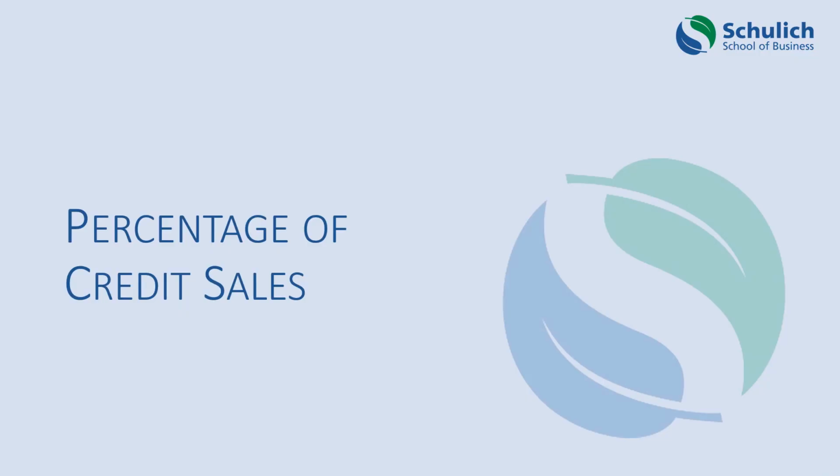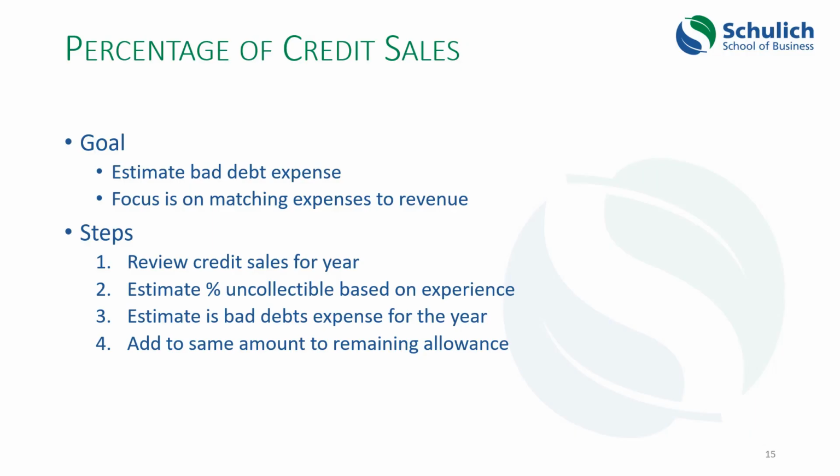Let's look at the percentage of credit sales method. With the percentage of credit sales method, our focus is on the income statement. We're trying to match the expenses to the revenue. So what we're going to do is we're not going to be estimating the net realizable value of accounts receivable on the balance sheet. We're going to be estimating the bad debts expense itself.